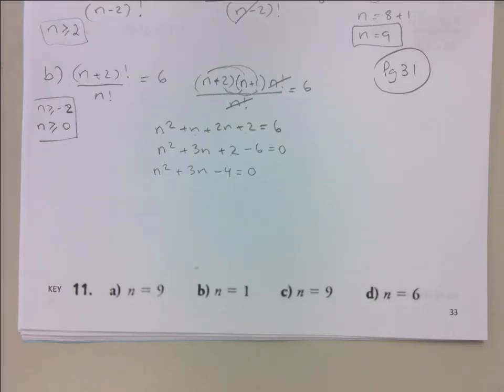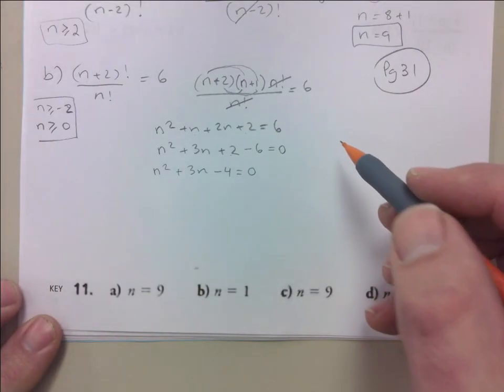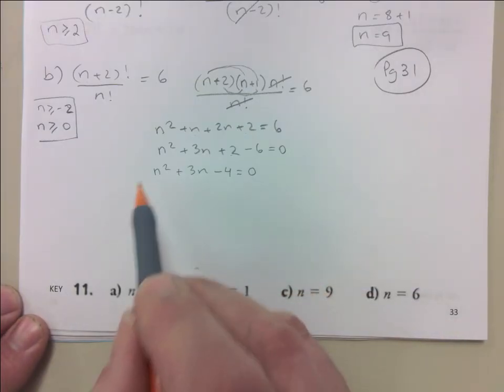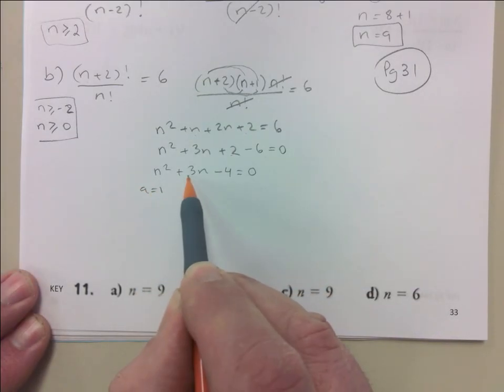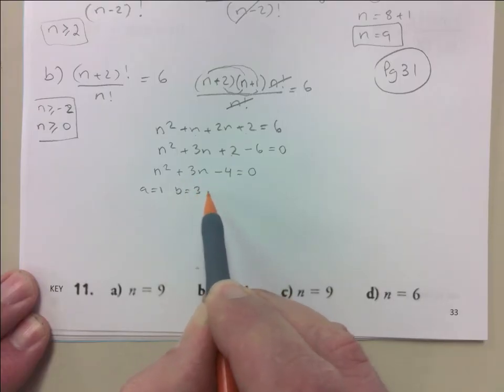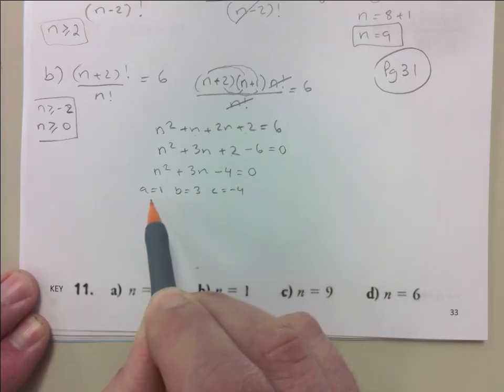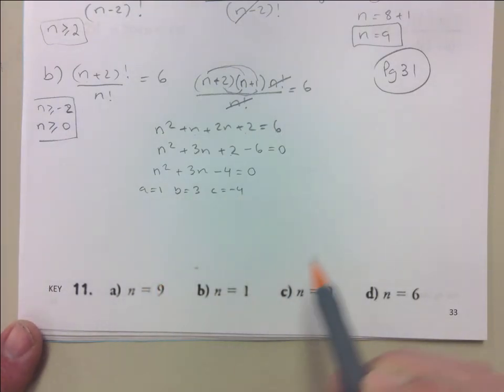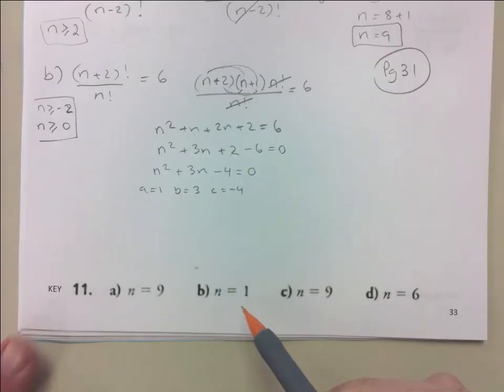That's a quadratic, correct? Right, guys? We must use quadratic formula or factoring. I'm not going to show you how to factor. I'm just going to say use the quadratic formula. If you use the quadratic formula where a is equal to 1, b is equal to 3, c is equal to negative 4, you should get n is equal to 1. As one will be negative, the other answer will be positive.